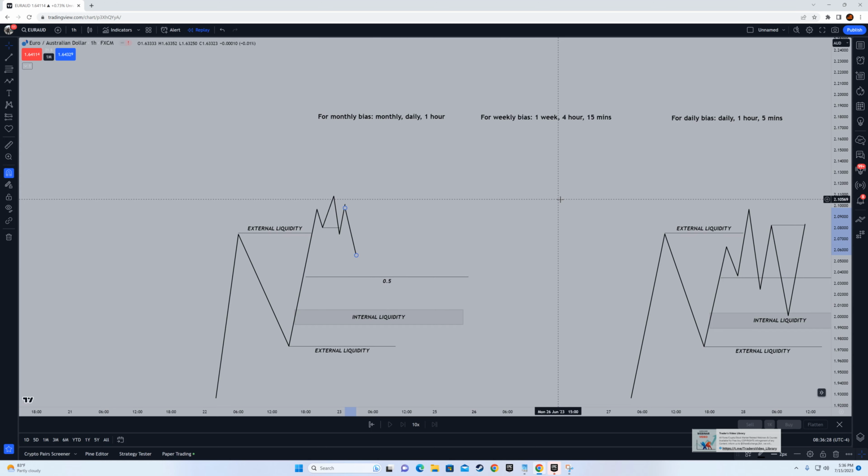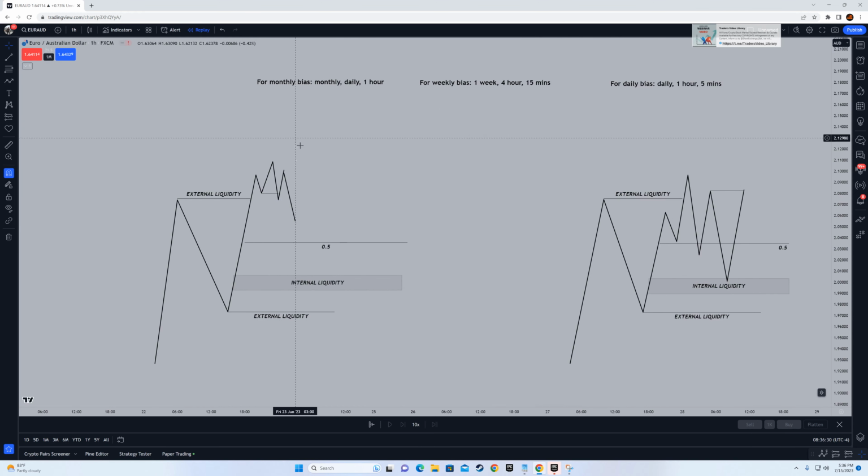So now that we have talked about all these things, external and internal liquidity, let me give you guys a couple of examples.